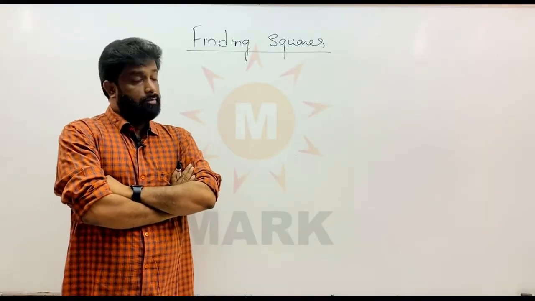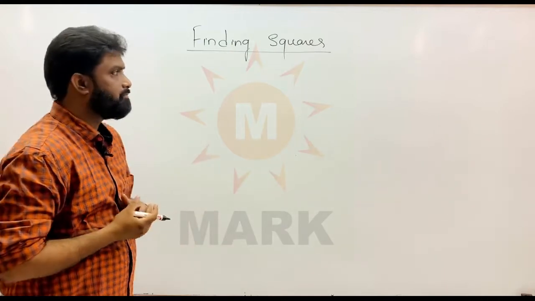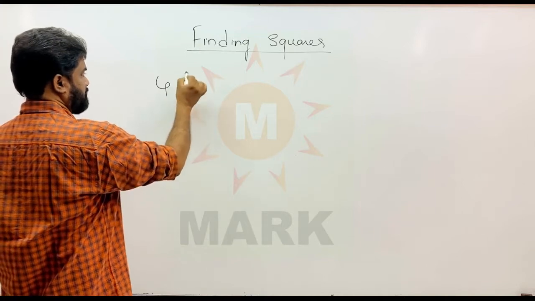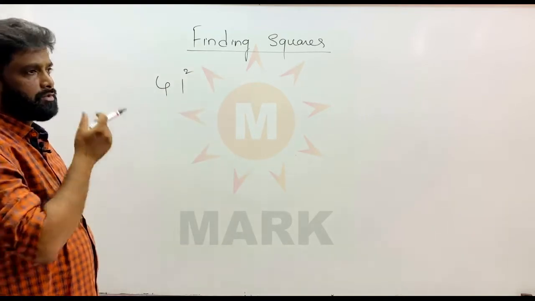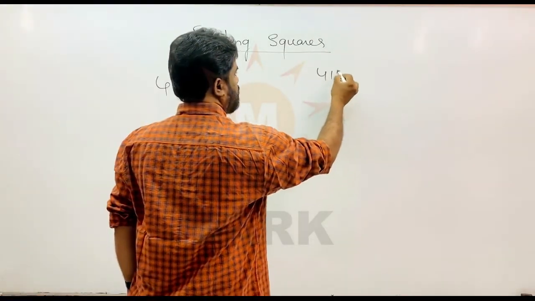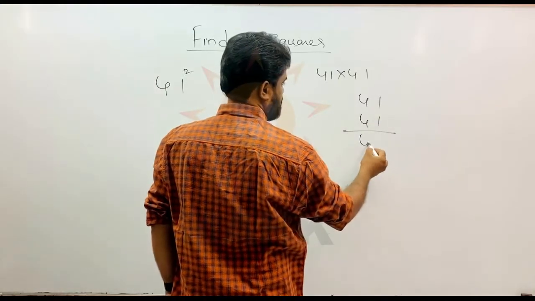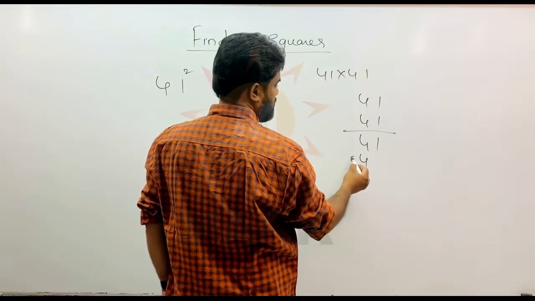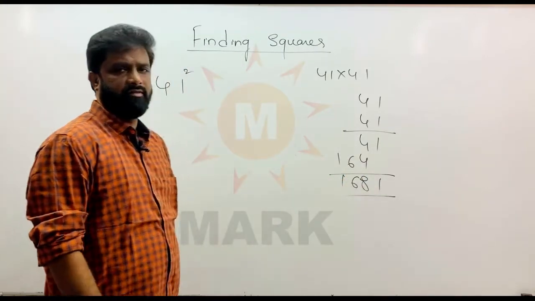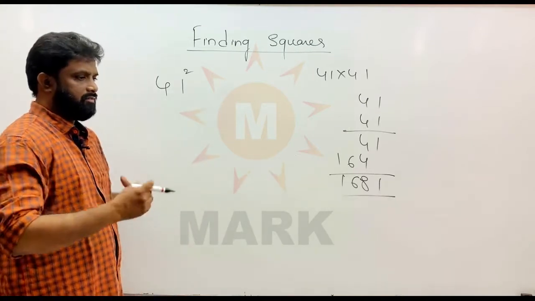Friends, now we will be discussing how to find squares of numbers in an easy, tricky way. Suppose you take 41 square. Squaring means 41 into 41. If you do 41 into 41, 1 4s are 4, 4 1s are 4, and you get 1681.